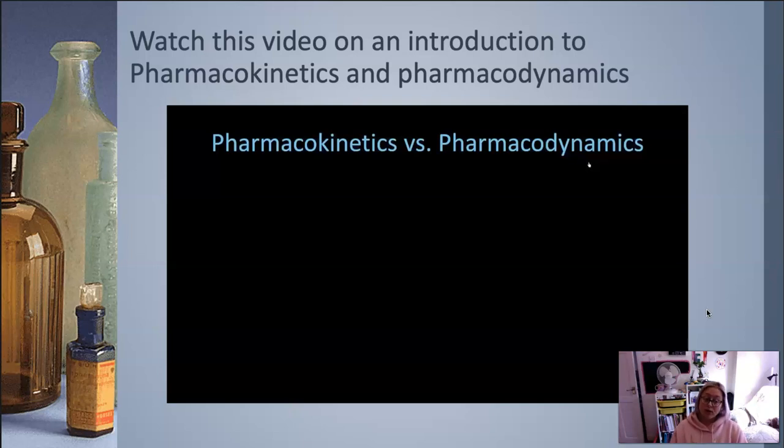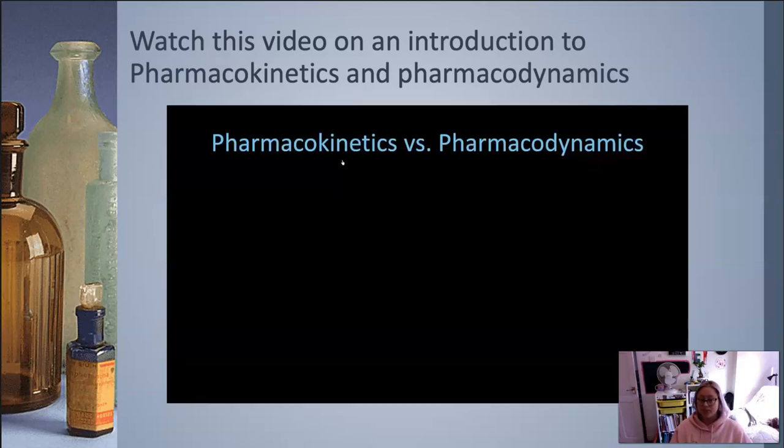And I've also got a video later on looking at the first pass effect, what this is and how this might affect orally taken medications. So it's really important that once you finish this video that you go back, have a look directly at the PowerPoint link and click on the 3 video slides and watch these short videos to give you a really good overview on pharmacokinetics versus pharmacodynamics, routes of administration and the first pass effect.